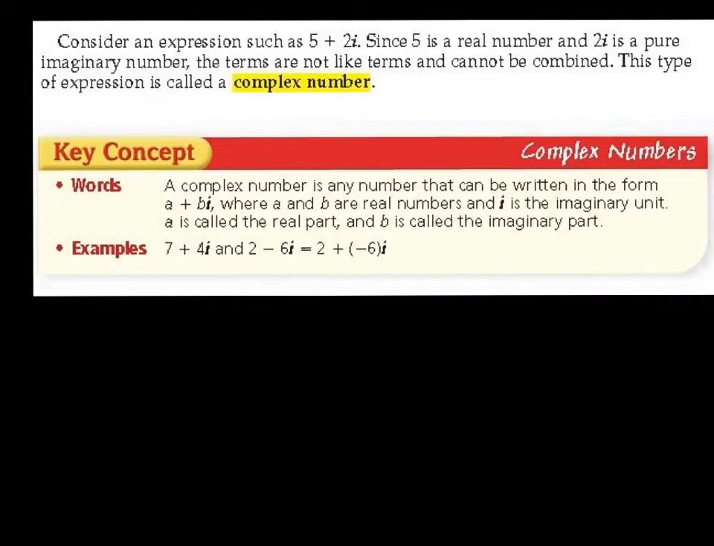Consider an expression such as 5 plus 2i. Since 5 is a real number and 2i is a pure imaginary number, the terms are not like terms and cannot be combined. This type of expression is called a complex number. A complex number is any number that can be written in the form a plus bi, where a and b are real numbers and i is the imaginary unit. a is called the real part and b is called the imaginary part.